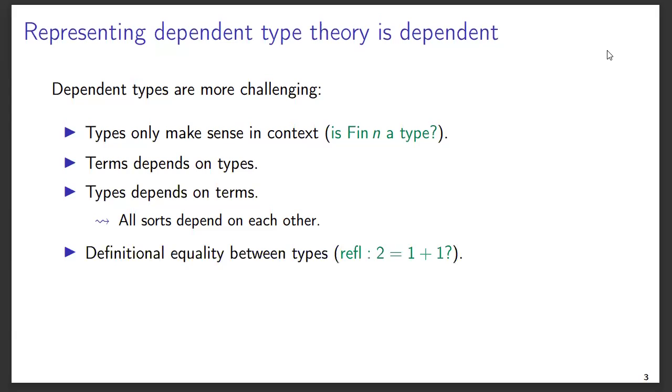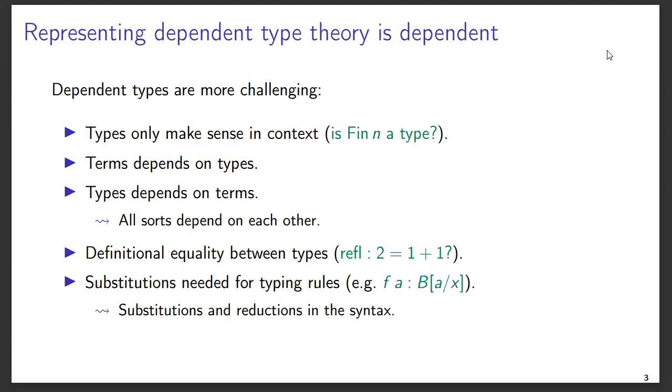And we also have definitional equality, which influences what the typing judgment is. So for example, is it the case that REFL has type 2 equals 1 plus 1? Well, in order to say that this is a valid typing judgment of the term REFL, I have to compute 1 plus 1 down to 2 so that I see that the two sides are the same and that this matches the type of REFL, right? So I somehow also need to introduce these equalities into my typing judgment as I'm defining my derivations.